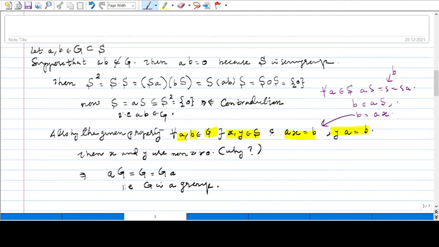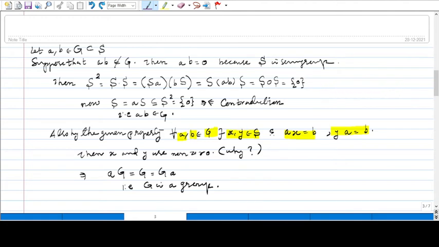Similarly, it also belongs to SCA. So it is of the form some YA, right? That is what I am using here. It's very easy, right? So using the given property, I will get two numbers X, Y belonging to S such that AX equals B and YA equals B. Very easy.